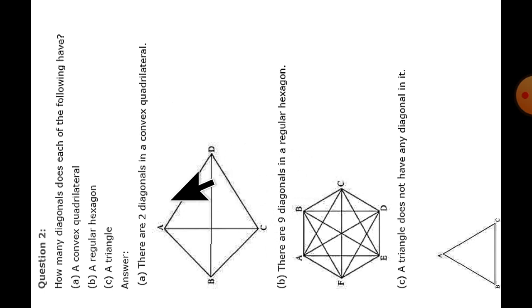Now in a regular hexagon, hexagon means having 6 sides. 1, 2, 3, 4, 5, 6 sides are there. There are 9 diagonals in a regular hexagon. So let us see which are the 9. So 1, then 2, then 3, 4, 5, 6, 7, 8, and this is the 9th one. Third one, a triangle does not have any diagonal. So a triangle is a figure where there is no diagonal.